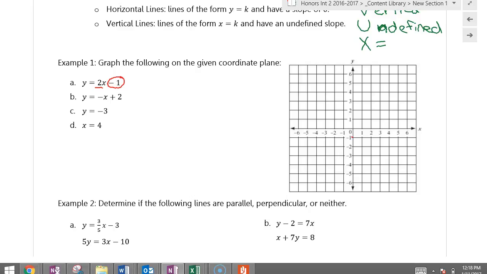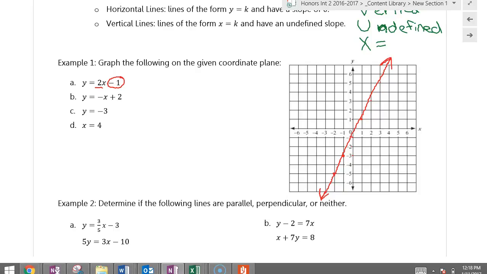Starting at -1, I'm going to go up 2 over 1. From there, up 2 over 1, up 2 over 1, up 2 over 1. I can also do the same in the opposite direction. I'm going to go down 2, left 1. So there's my new point. Down 2, left 1, down 2, left 1. Okay, so I'm just going to draw this line as bad as it's going to be on my board. Oh, that wasn't too bad.